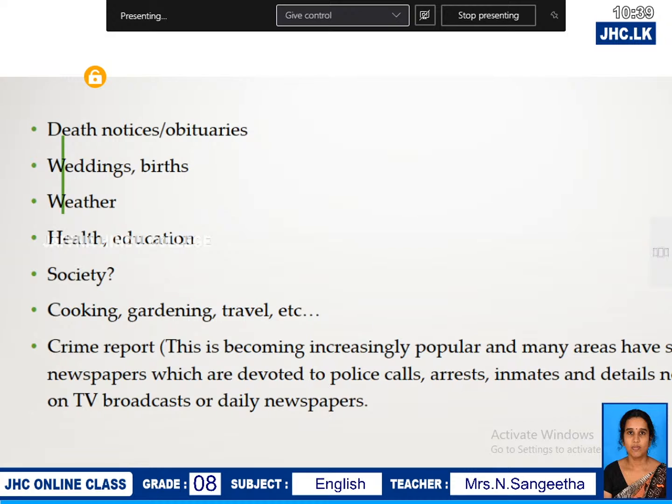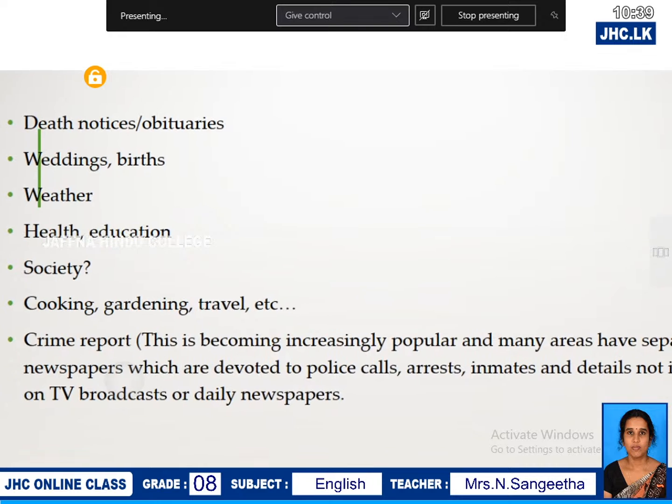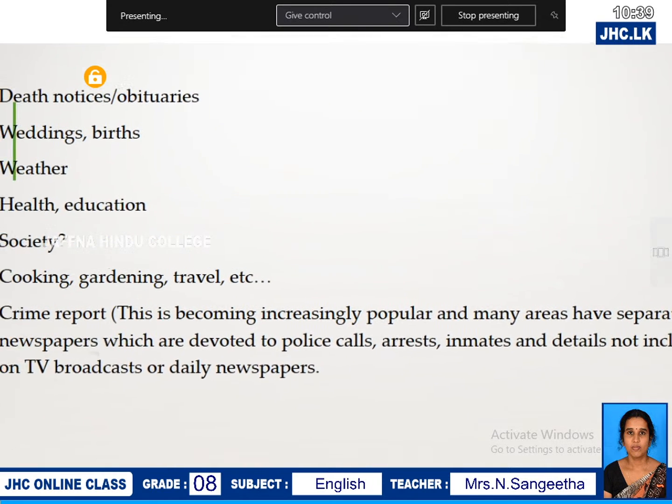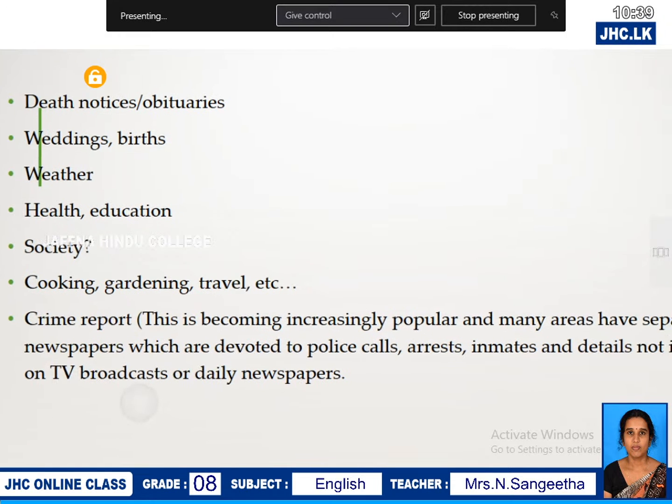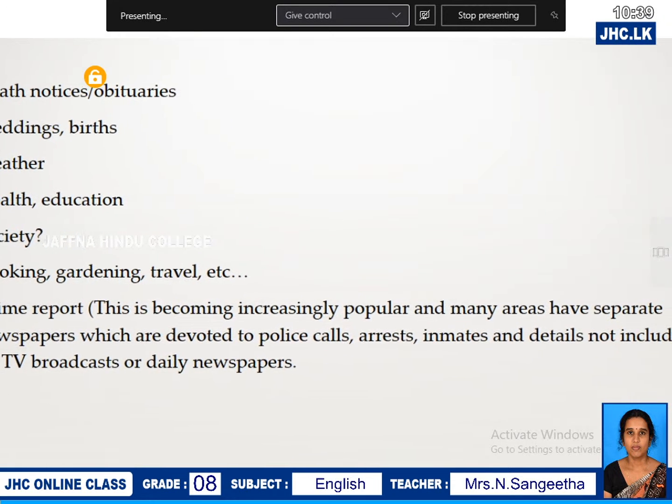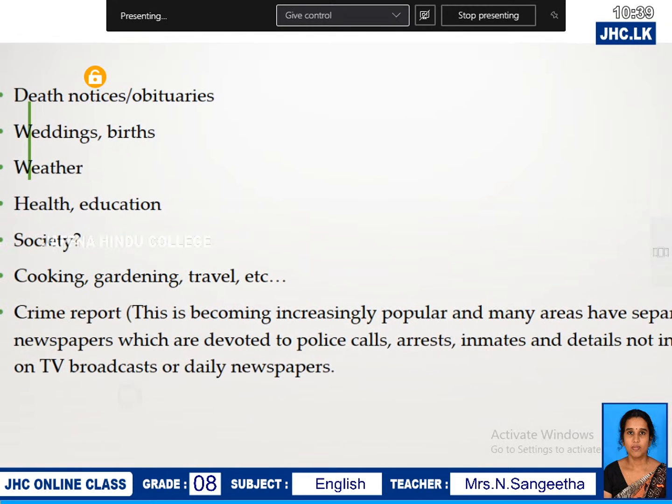This has become increasingly popular and many areas have separate newspapers which are devoted to police calls, arrests, inmates and details not included on TV broadcast or daily newspapers. Right. Crimes பற்றி calls, police calls, arrests பற்றி விஷயங்கள் இருக்கு. Right. These are the main important sectors of the newspaper. Newspaperல இருக்கக்கூடிய important sectors பற்றி நாங்கள் பார்த்தோம்.